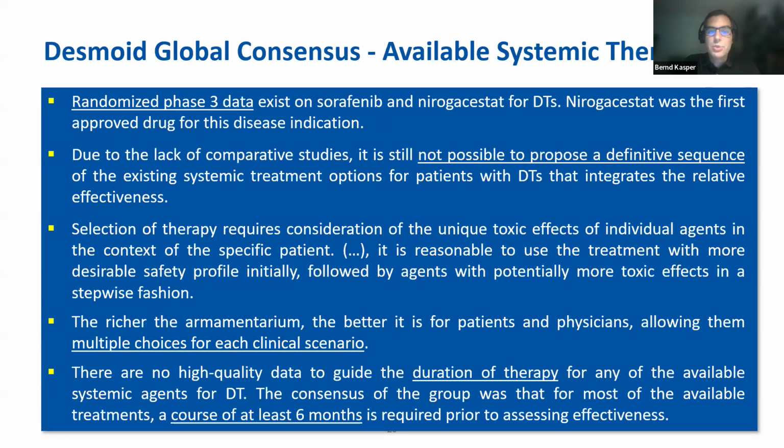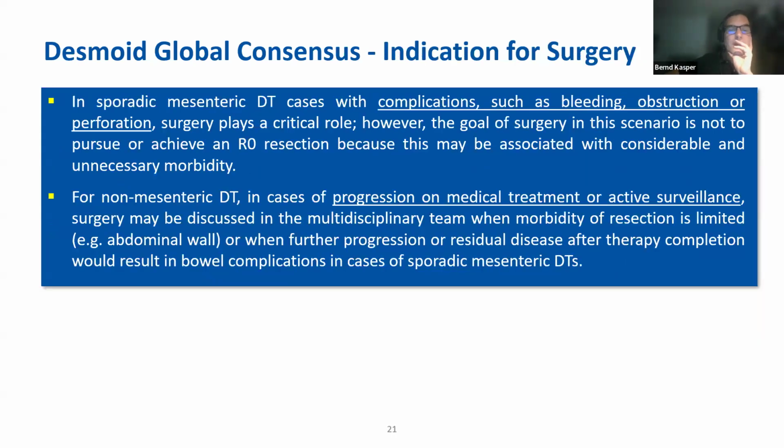And what we actually do is we look at the individual patient situation, we look at the toxicity of the individual agents, and then decide which to take. The richer the armamentarium is, the better it is at the end, because it allows us to have multiple choices for each clinical scenario. The duration of therapy is a very specific topic, but what we usually recommend is a duration of at least 6 months. The next slide now goes to the indications for surgery.